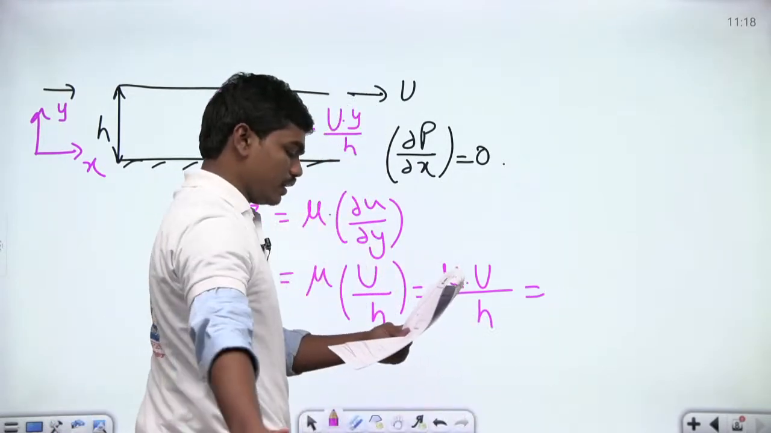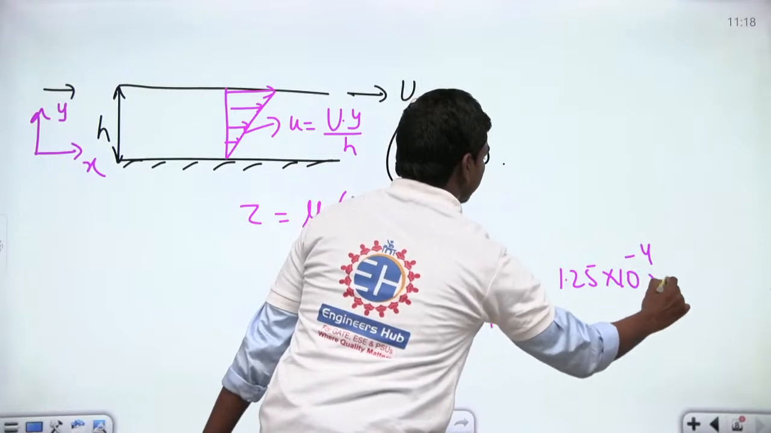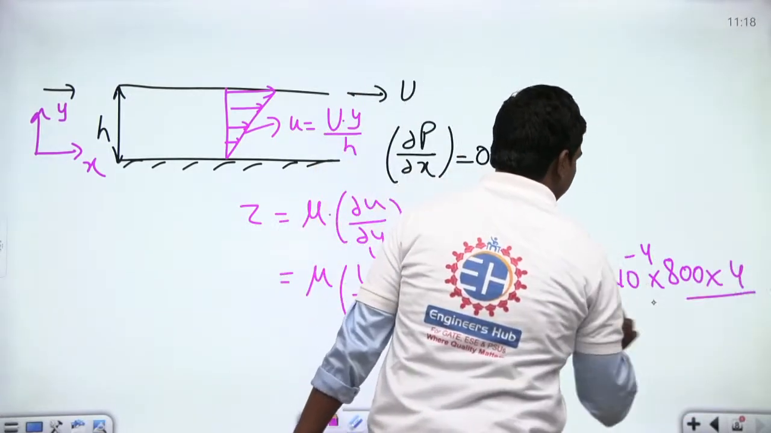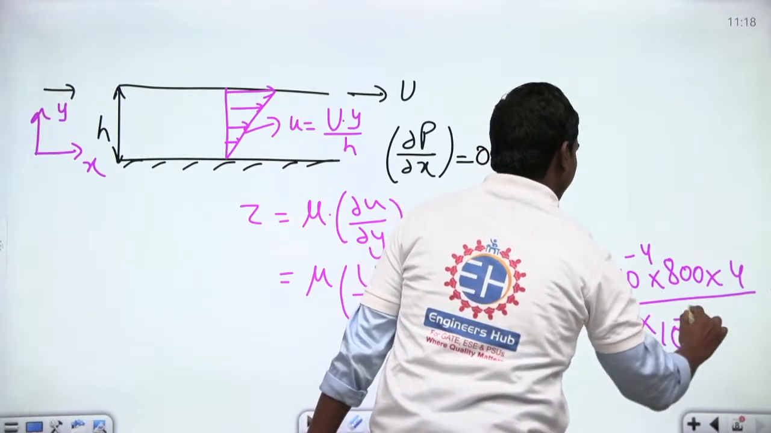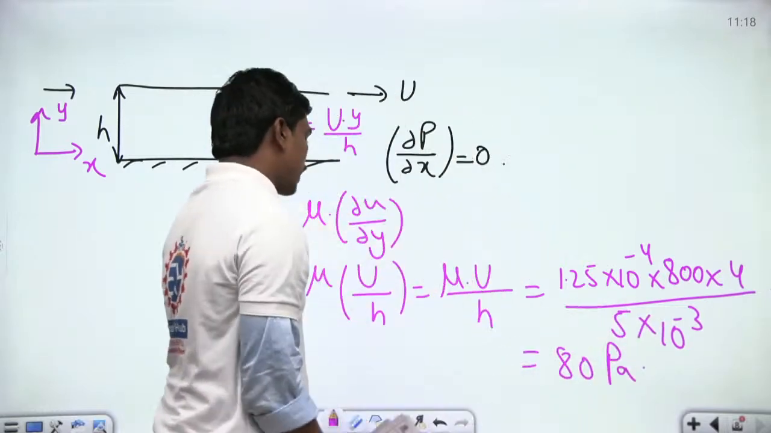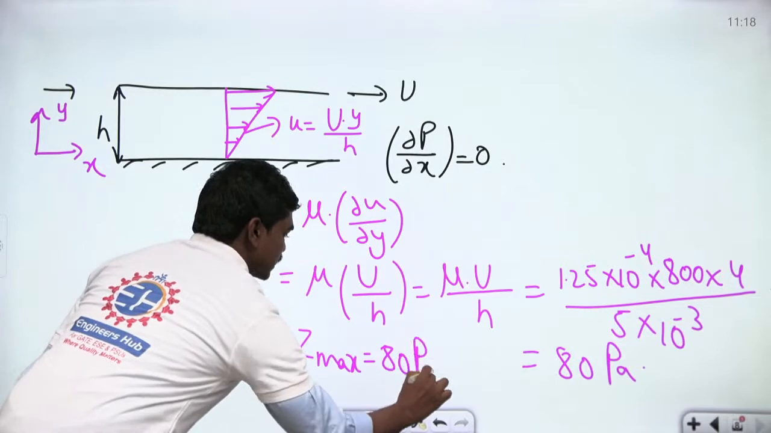Mu is something given, 1.25 into 10 power minus 4 is the kinematic viscosity. So this has to be multiplied with the density into velocity, which is 4 meters per second. Okay, and the clearance between them is 5 into 10 power minus 3. So if you quickly perform this calculation, you will end up with 80 pascals. Okay, so this is the average shear stress that acts in the direction of this fluid flow. So 80 pascals is the correct answer for this question.